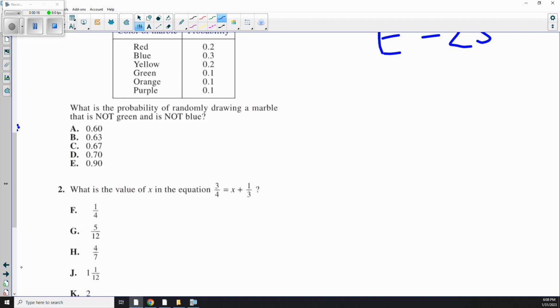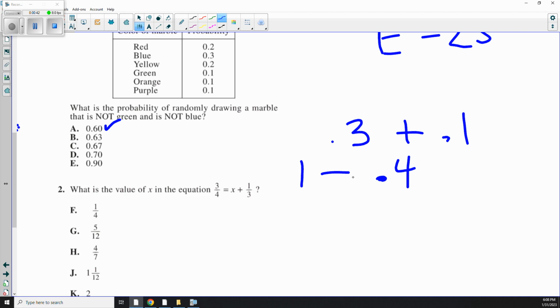So who is blue? 0.3. Who is green is 0.1. So together that makes 0.4 or 40%. The other 60% will be not. So it's always 1 minus the 0.4.